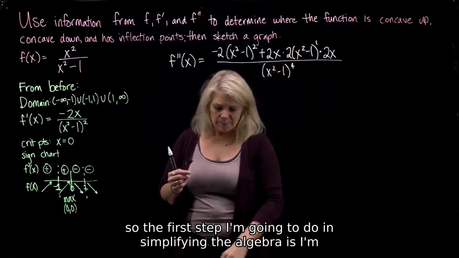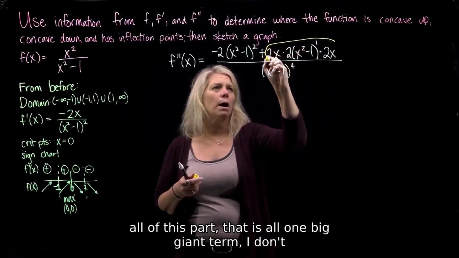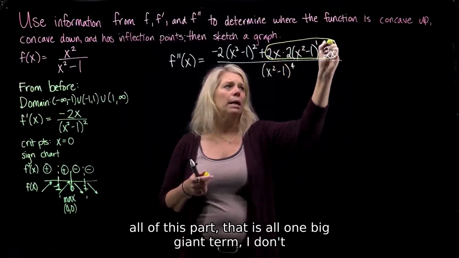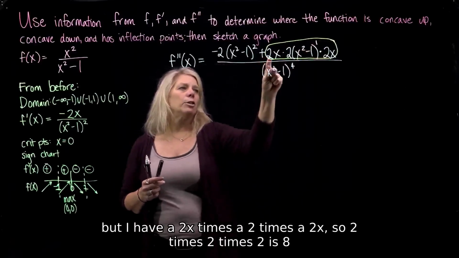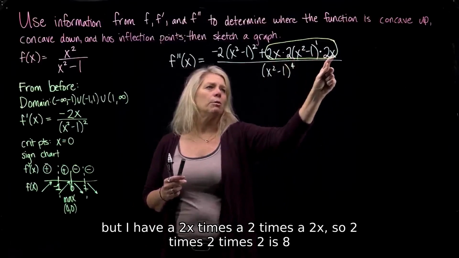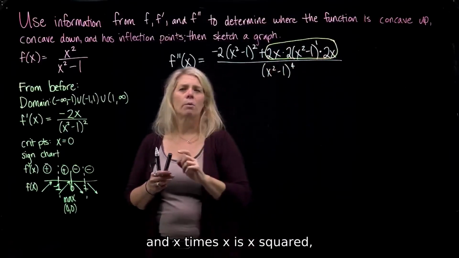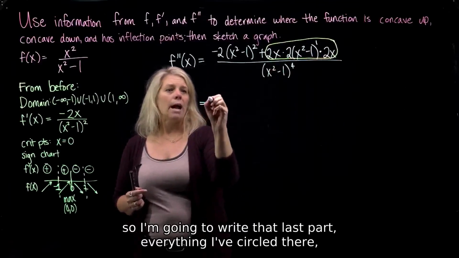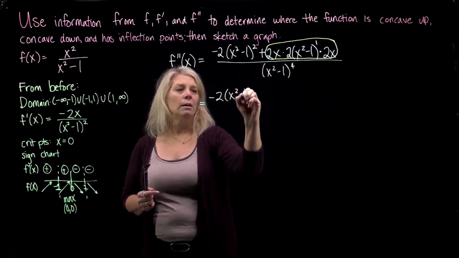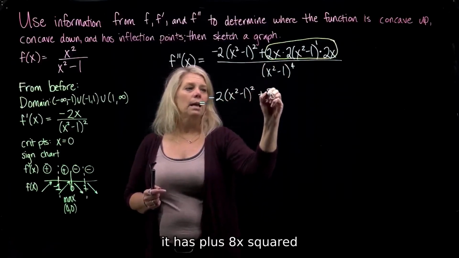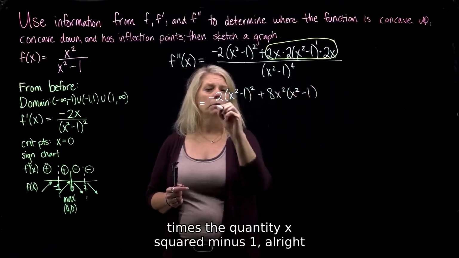So the first step I'm going to do in simplifying the algebra is I'm just going to clean up all of this part that is all one big giant term. I don't need this first power here. But I have a 2x times a 2 times a 2x. So 2 times 2 times 2 is 8, and x times x is x squared. So I'm going to write that last part, everything I've circled there, as plus 8x squared times the quantity x squared minus 1.